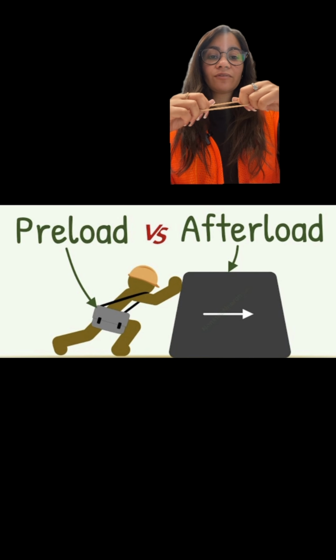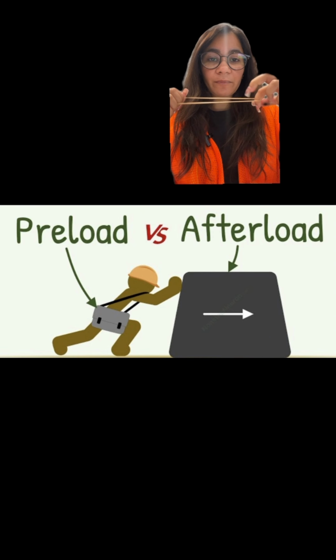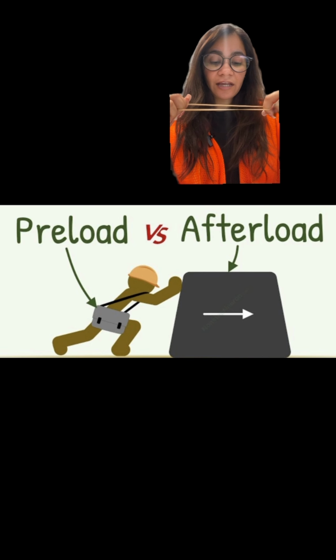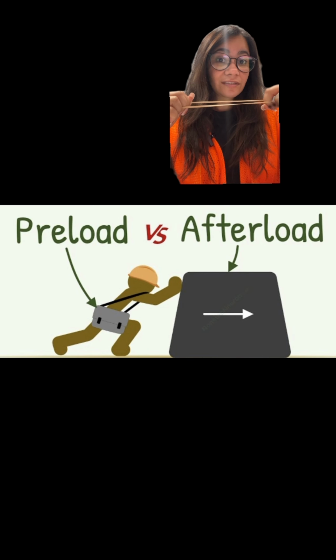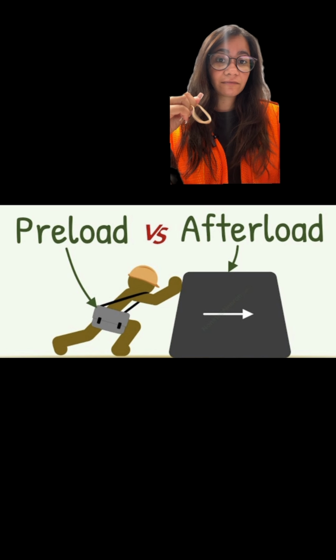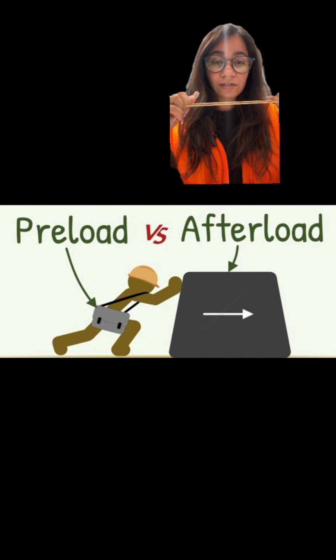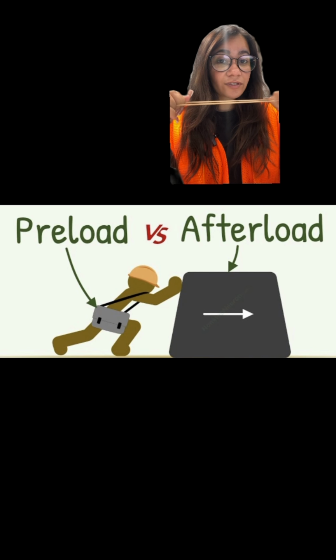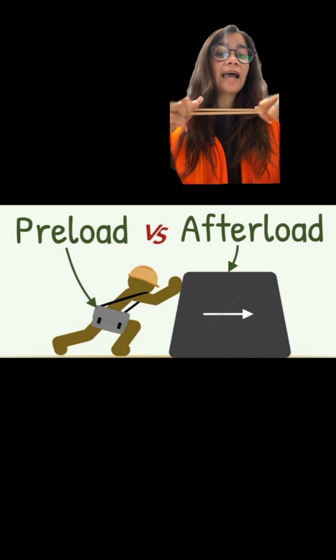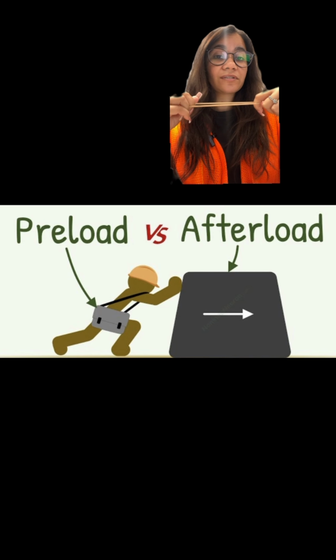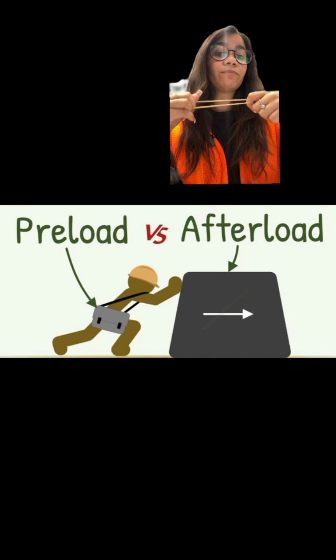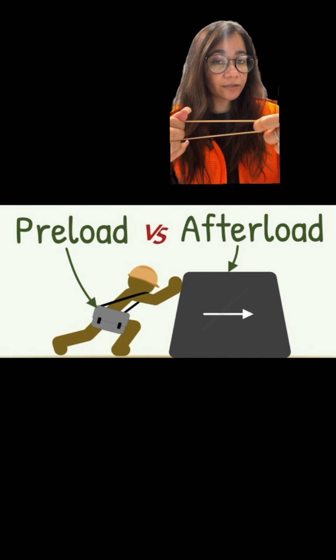Okay, so now I'm stretching this rubber band halfway, right? Just think about what this stretch feels like. This stretch is pretty good, and if I release it, it goes back to its normal shape. So this is a good stretch. That means a good stretch is a good preload, right? And good preload means that you're receiving a good amount of blood. A good amount of blood means good cardiac output, right?